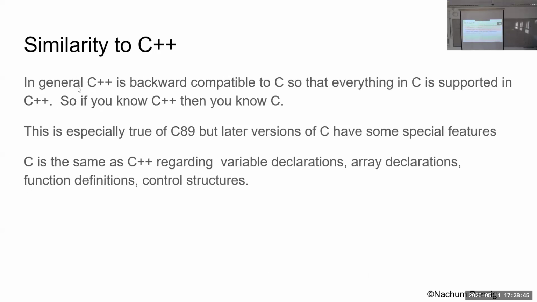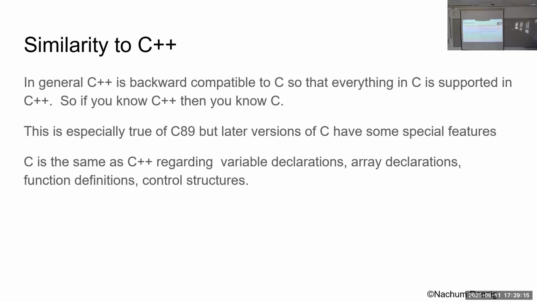Similarity to C++. In general, C++ is backward compatible to C. What does that mean? What does it mean if it's backward compatible to something? Basically, you can take a program and see that C++ also understands it. Yeah, the second part was right. The first part was a little bit back. Copy paste the program from C into C++. Exactly. If you copy and paste the program from C into C++, it'll run.